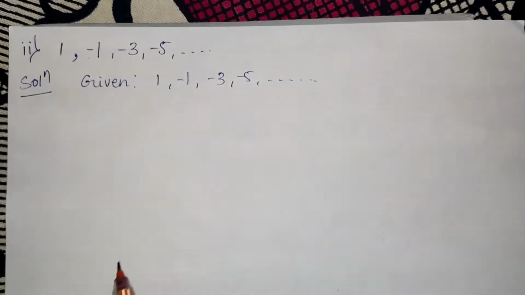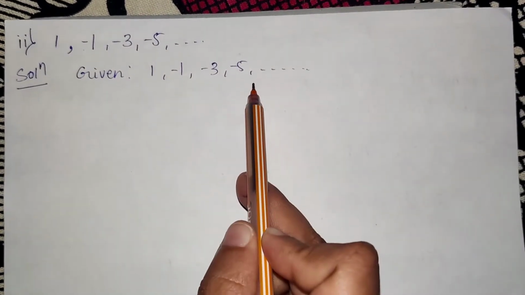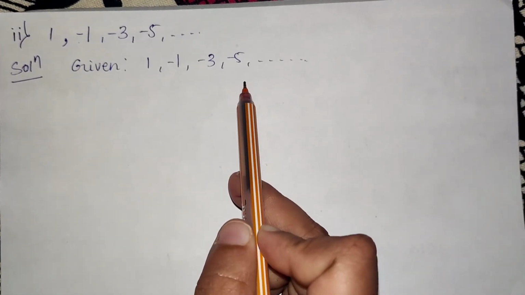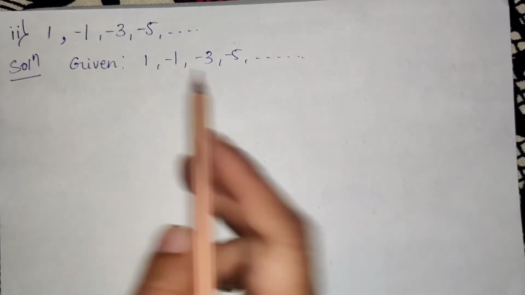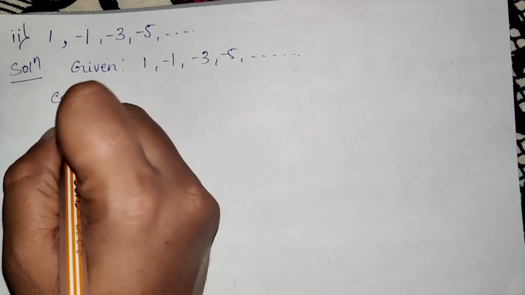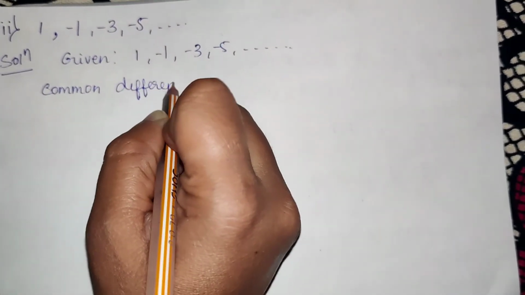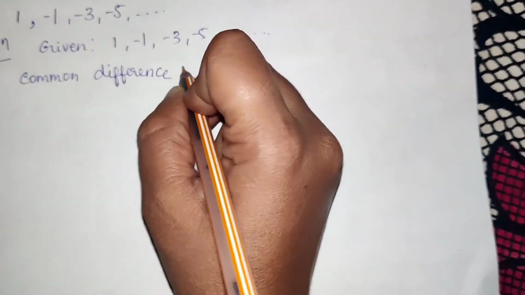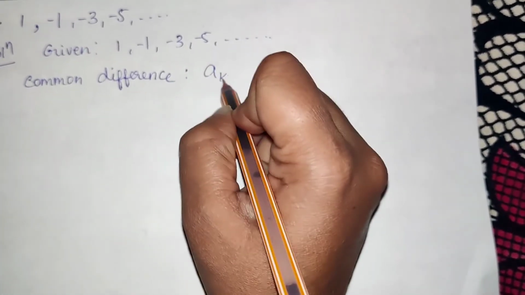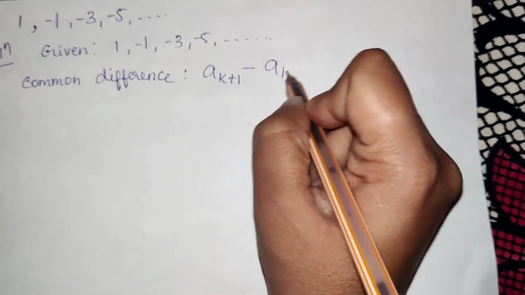First we have to find out whether the following terms are in an AP. So to find whether the following terms are in AP, we have to first find the common difference. Every time you have to write the formula to find the common difference, that is A(k+1) minus A(k).